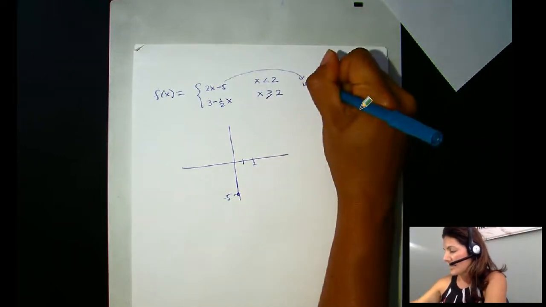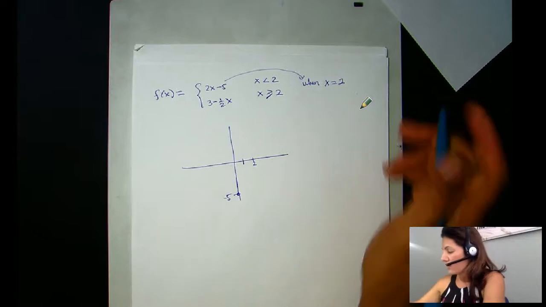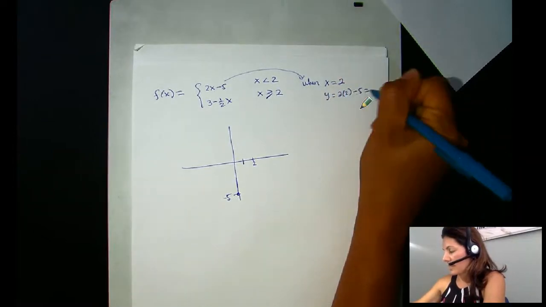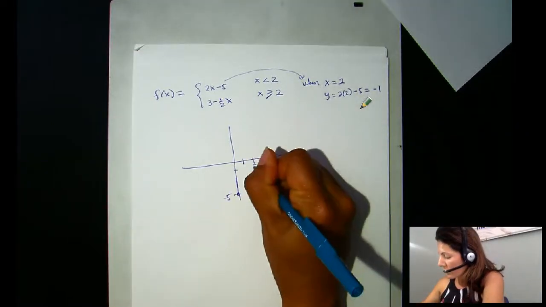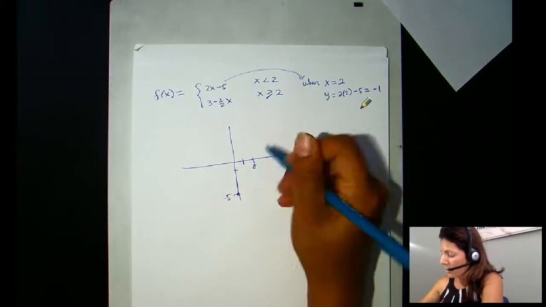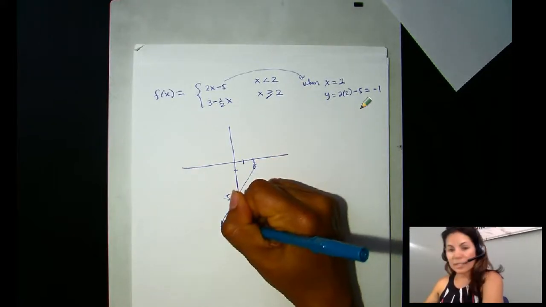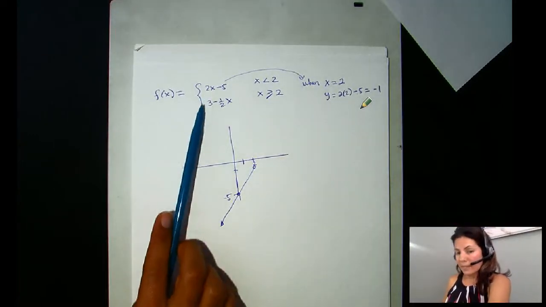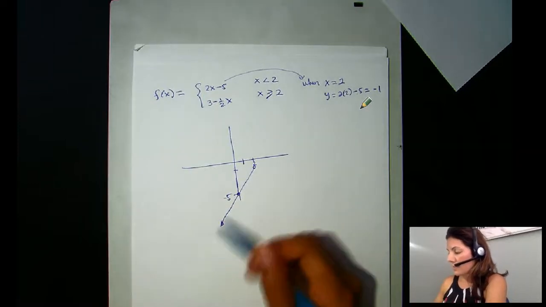So when x equals 2, what is the y value? y would be 2 times 2 minus 5, which is negative 1. So at 2 it's going to be somewhere over here at negative 1. And notice that it's not included, so it's going to be an open circle. And then I can connect those. I need 2 points to find a line. Once I see that it has a first degree, that's a linear equation, so it's a line. So that's my first part.